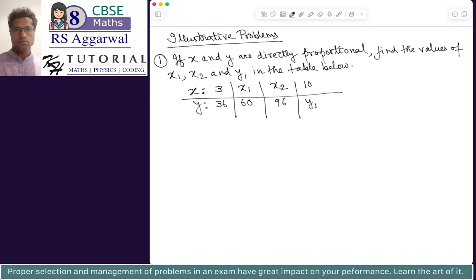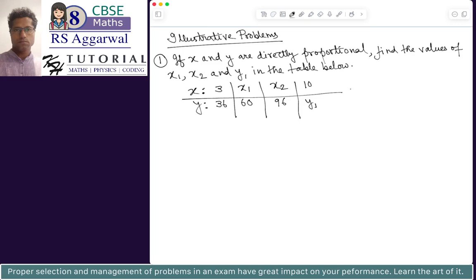Okay, so let's solve a few problems to understand how we can apply the concept of 2 quantities in direct variation. Okay, so the first problem says that if X and Y are directly proportional, which also means that the quantities X and Y are in direct variation or in direct proportion, find the values of x1, x2 and y1 in the table below.